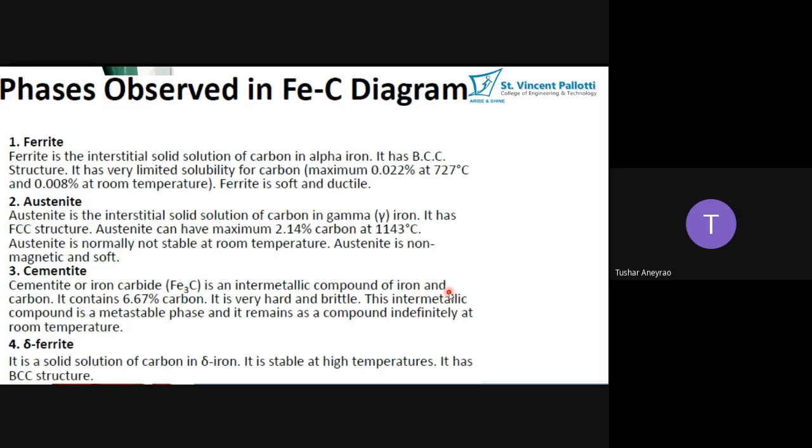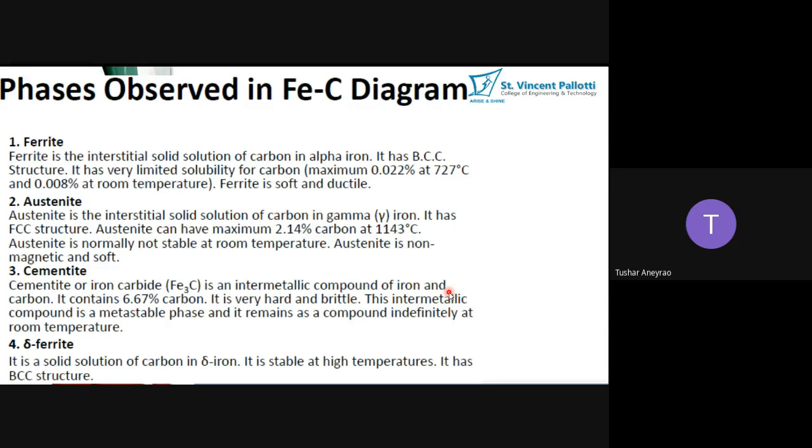So let us talk about cementite. Cementite or iron carbide, that is Fe3C, is an intermetallic compound of iron and carbon. It contains 6.67% of carbon. That is the maximum level of carbon that is present in the iron carbon diagram. It is very hard and brittle, as we have discussed. This intermetallic compound is a metastable phase and it remains as a compound indefinitely at room temperature, right?